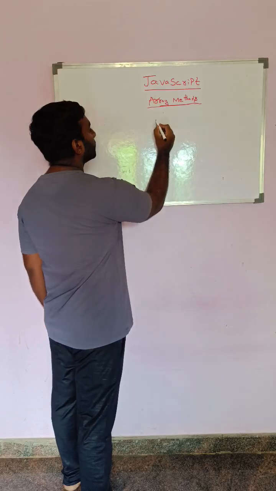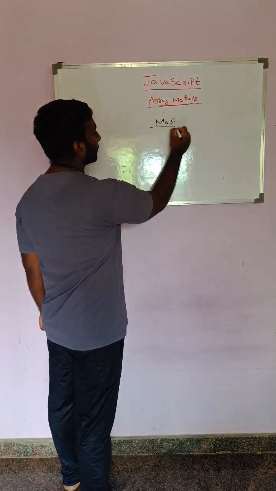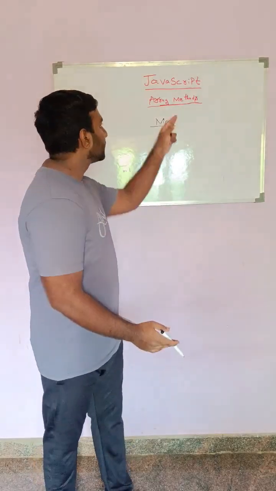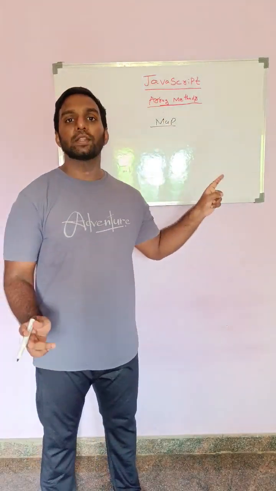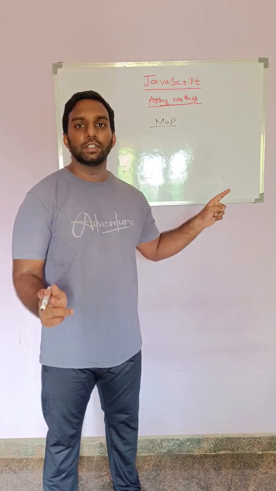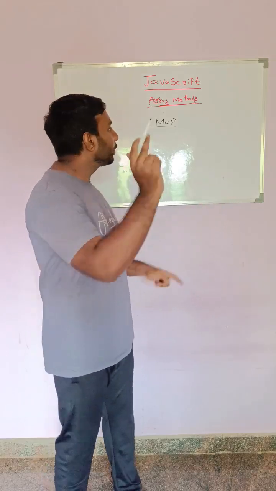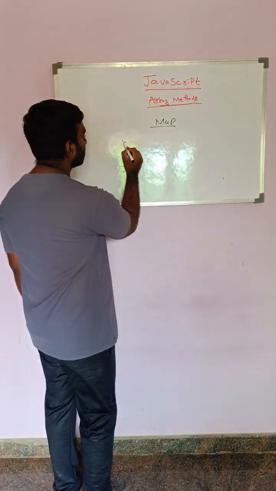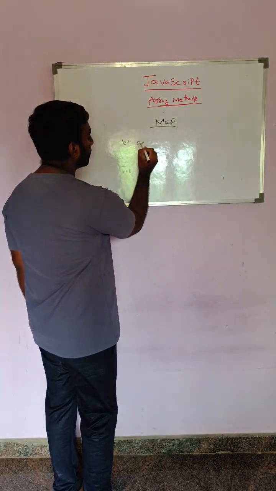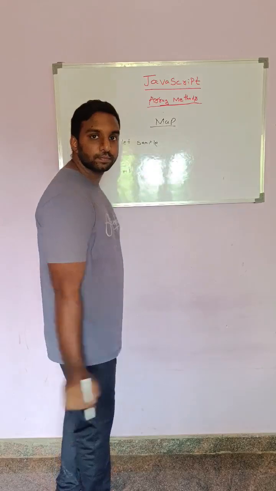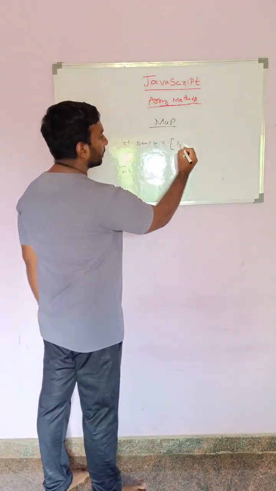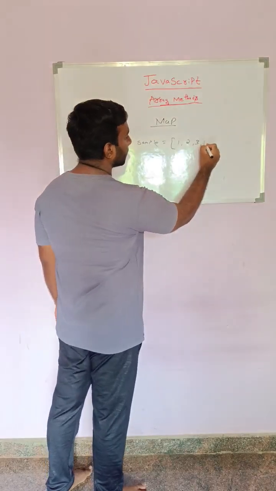So first method is map. What is a map? Map is nothing but a method of the array which is used to iterate over each element of the array. So let me take one example. Let me take a sample array here. So here, just look at this. We'll take a sample array.